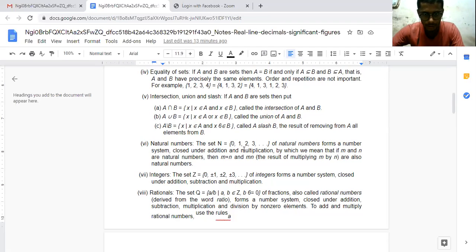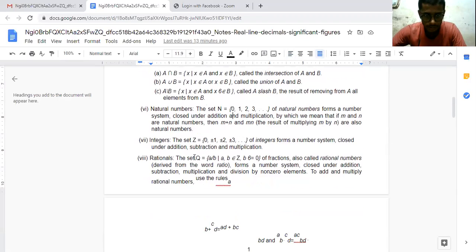Natural numbers: most people don't take zero as a natural number. It comes in whole numbers. I don't know why the Sydney people took zero as a natural number, though most people do take it. Well, this is natural numbers starting from zero, as mentioned here: 0, 1, 2, 3 to infinity. Integers, let me share my whiteboard.